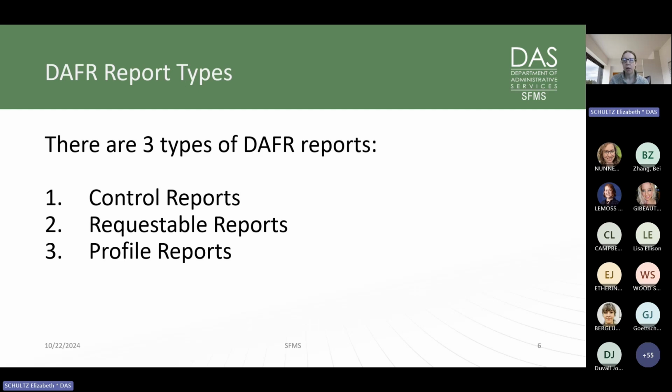So when we talk about the reports you can order through RStars, there are three different types. There's what are called control reports, requestable reports, and then profile reports. So we're going to go through each one of these different types of reports just to give you a better idea of what I mean when I say each of those terms.